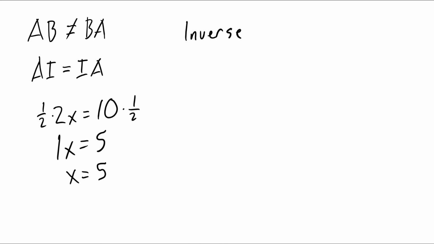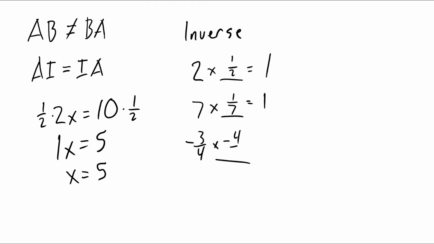So the inverse is the number we can multiply a number by to get the identity. And the identity, remember, with real numbers, is the number 1. So for 2, its inverse is 1/2, because when we multiply them, we get 1. The inverse of 7 is 1/7. When we multiply those, we get 1. The inverse of -3/4 is -4/3, because when we multiply those, we get 1. So those are inverses. When we multiply the inverse times the number, we get the identity 1.